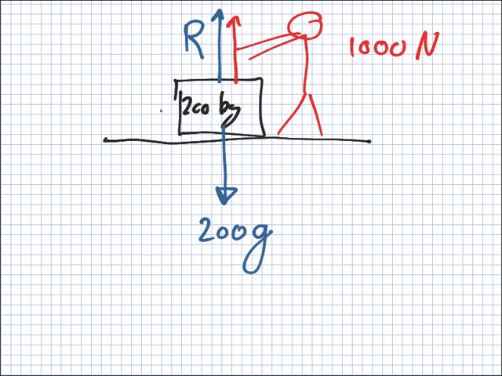200 g? No, not 200 kg, 200 g. g is 9.81. The weight, yes. 200 multiplied by 9.81 is 1,962 newtons.